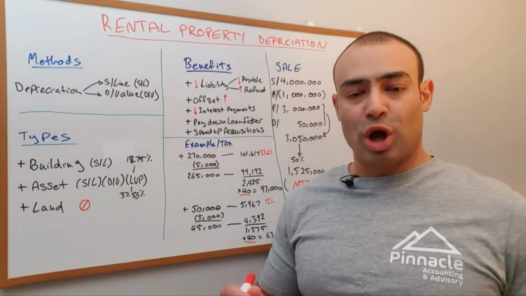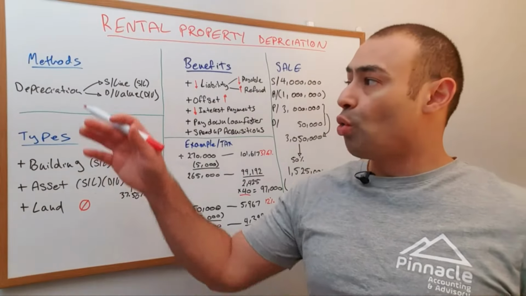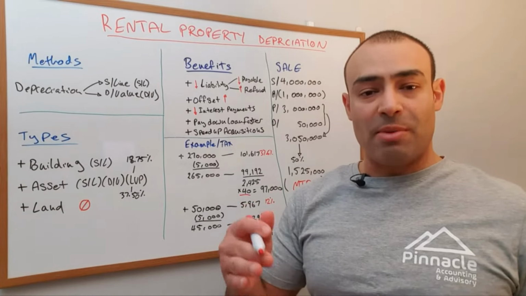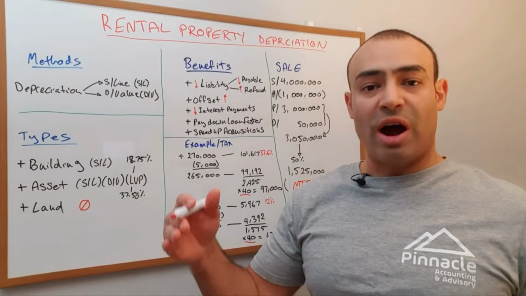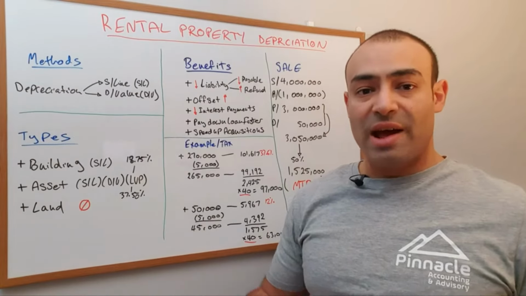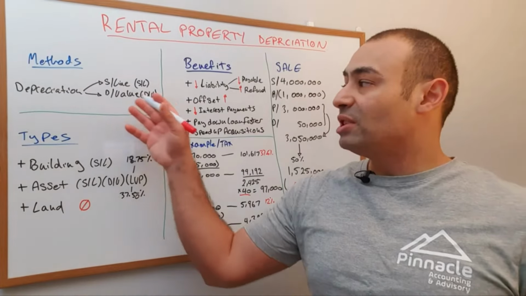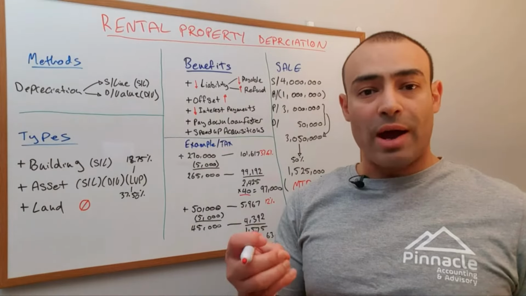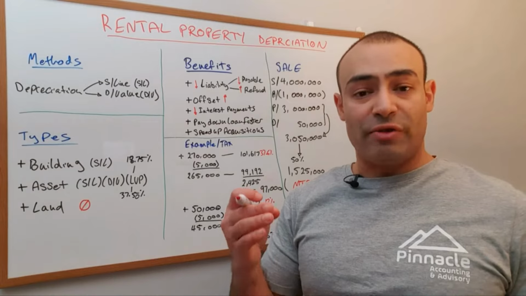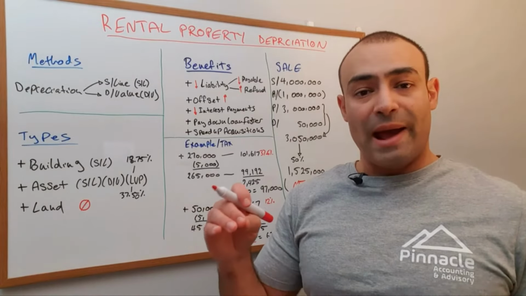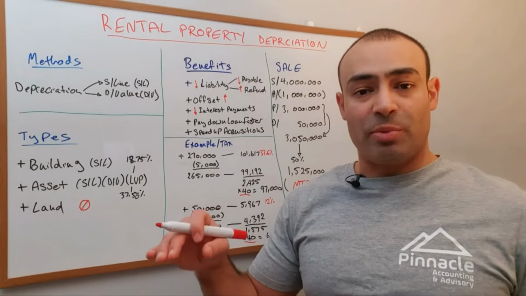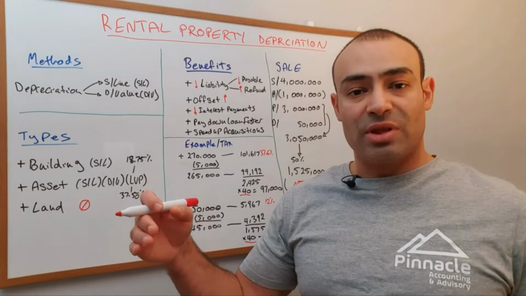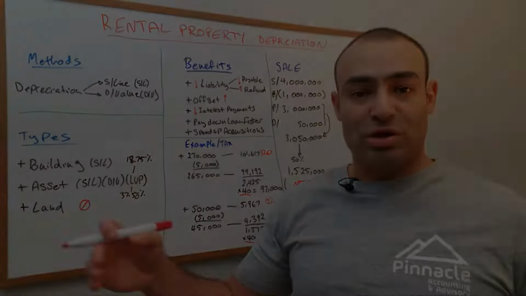First, we have two methods of depreciation. One is the straight line method, which means the same amount is depreciated over the life of the asset. And the other one is called diminishing value, and that is a higher amount of depreciation in the first few years, and then that amount of depreciation continues to be reduced as the period continues.